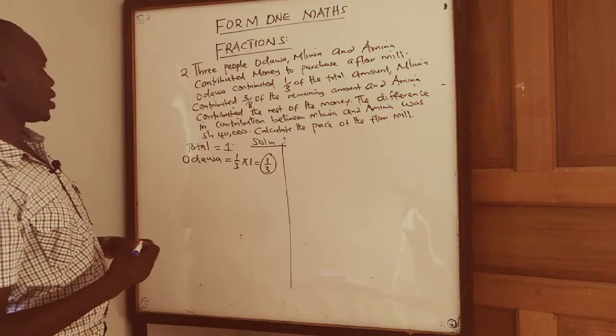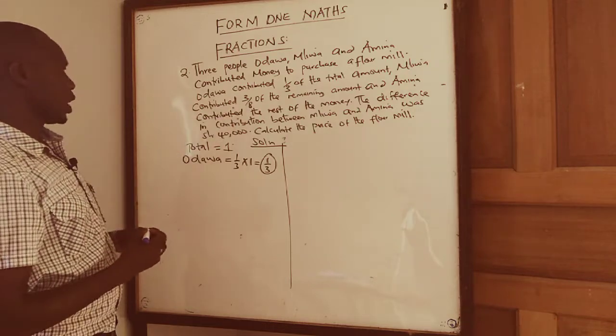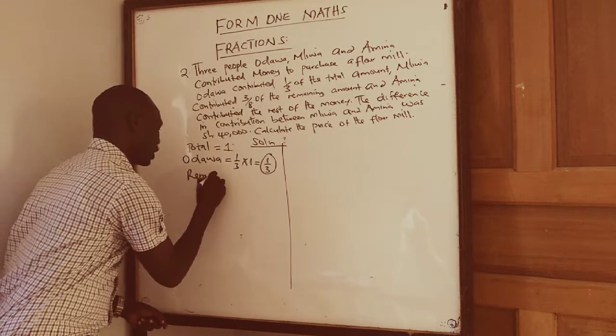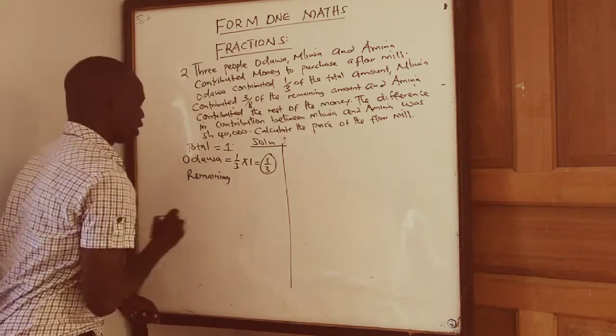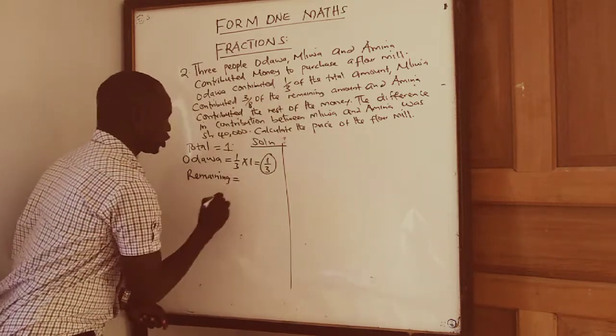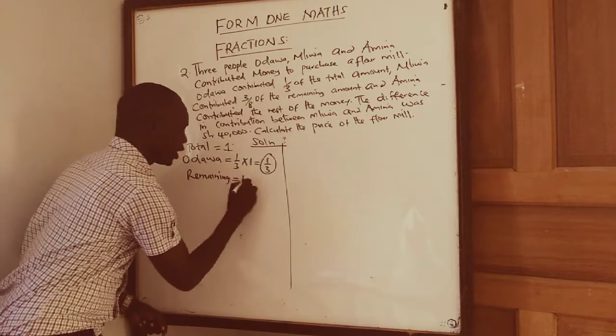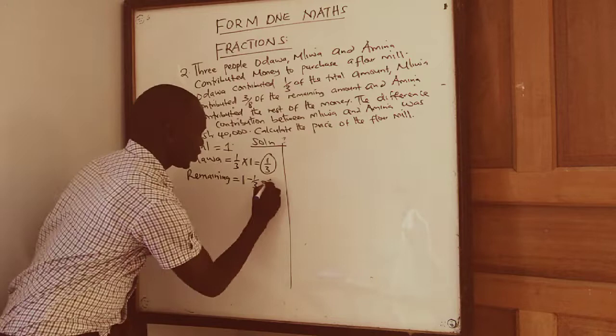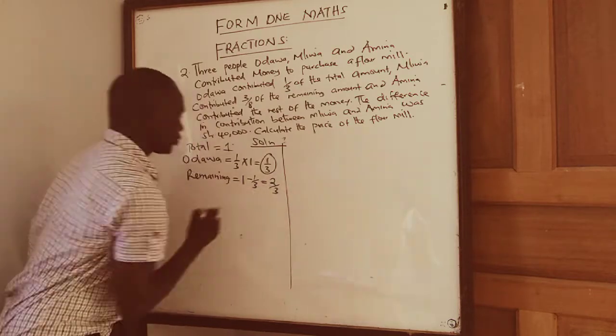Then Mliwa contributed 3/8 of the remaining. So we have to calculate the remaining after the contribution made by Odawa. The remaining amount is going to be equal to the total, which is 1, minus a third, and whenever you work that one out, we are going to get 2 out of 3.